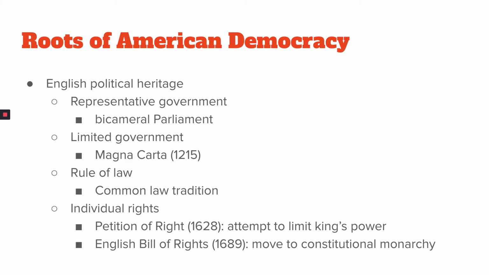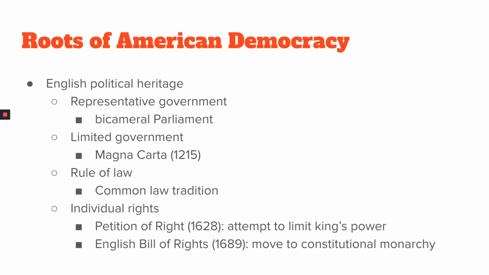Welcome back. Let's start with the roots of American democracy and the connection to English political heritage. The first American colonies were established by English settlers, and so understandably there is a tie to English political heritage, and that includes a tradition of representative government, which goes back to the establishment of a bicameral parliament in the 11th century, the establishment of a tradition of limited government, which first emerges in a proto-form with the Magna Carta in 1215, in which the English nobles forced King John to respect some of their rights.